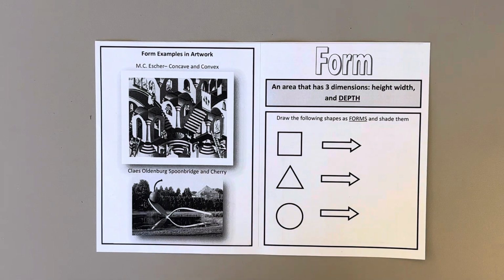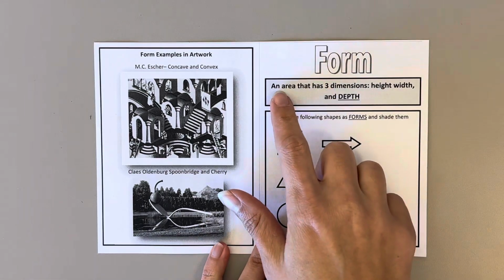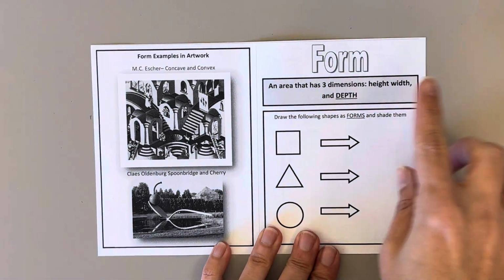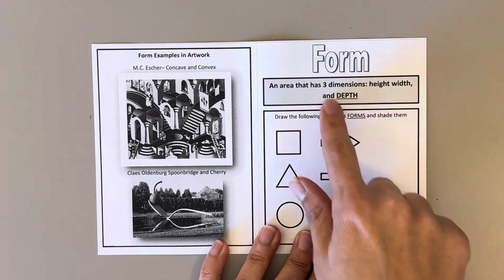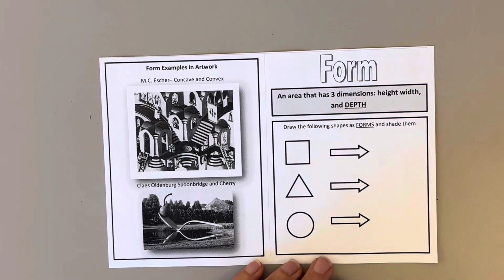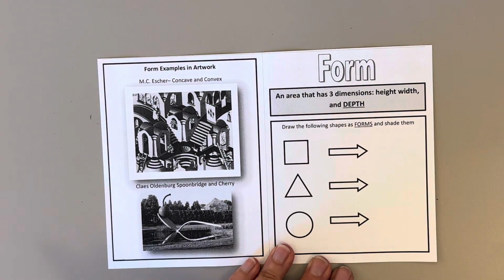Hello, today we are going to be talking about form. Form means an area that has three dimensions: height, width, and depth, most importantly. Now, let's take a look at some of the examples of form in artwork.